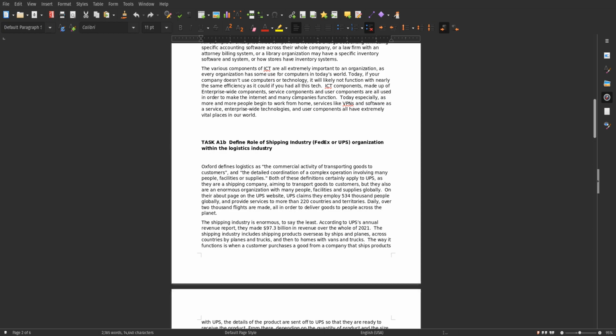Various components of ICT are all very important to an organization, as every organization has some use for all of these tools in ICT. Today, if your company doesn't use computers or technology, it will likely not function with nearly as much efficiency as it would otherwise.